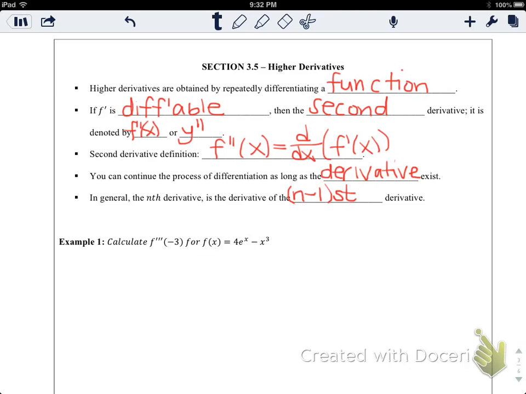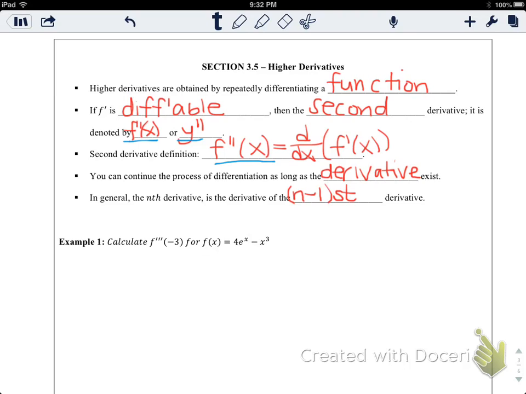Okay, and if f prime is differentiable, remember that was my abbreviation for differentiable, then the second derivative is denoted by f double prime. Let me change the color. That's f double prime of x or y double prime. The second derivative definition is f double prime of x equals the derivative with respect to x of f prime of x. And you can continue the process of differentiation as long as your derivative exists.